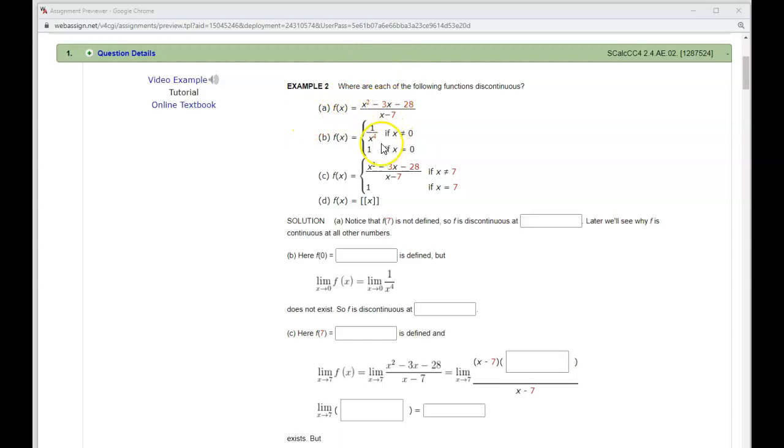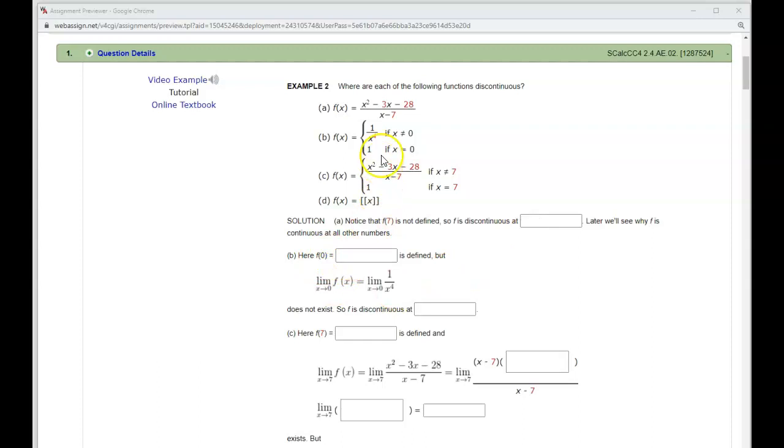A rational function, 2 piecewise functions, and then the greatest integer here, which basically, remember, the greatest integer of 3.8 would be 3. The greatest integer of negative 3.8 would be negative 4, because it's the biggest integer less than or equal to it. In the first problem, f of 7 is not defined because it would make the denominator 0. And it could either be a hole in the graph or it could go off to infinity. But you can see it's going to be discontinuous because it's not defined when x is equal to 7.